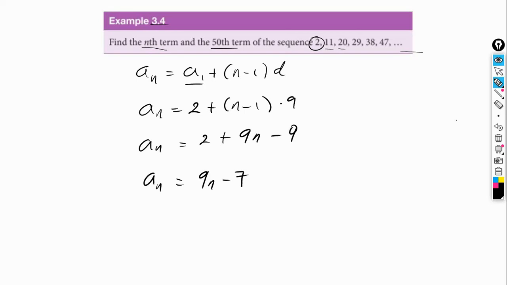So in order to find the 50th term, all we need to do really is simply plug in 50. So this means that the 50th term is equal to 9 times 50 minus 7. And this is going to equal 443.